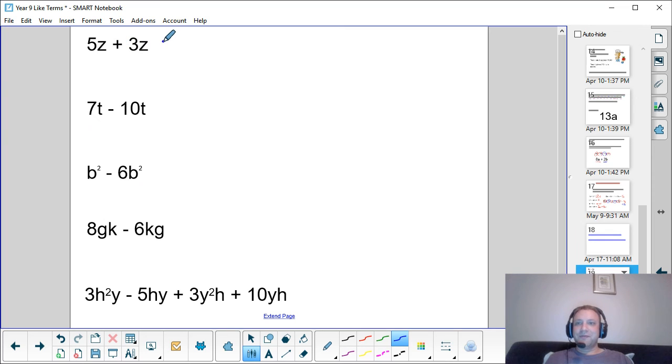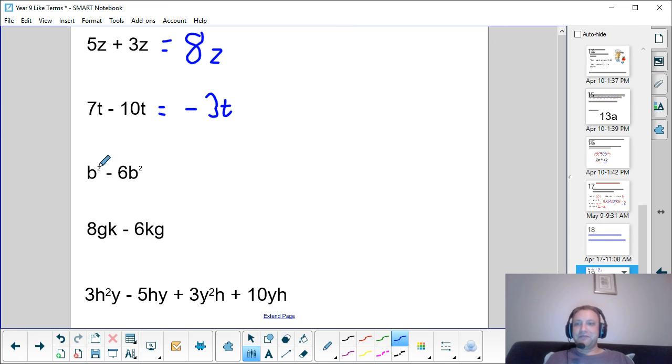So here, dealing with zebras, I've got 5 zebras and 3 more zebras, right? We know that 5 plus 3 is 8, and these are like terms, so we put them together. Right, 7t take 10t. It's time to remember that negative numbers do exist, right? We can go lower than 0, right? So 7 take away 10 is not 3, it's negative 3. And that negative 3 is negative 3t's.